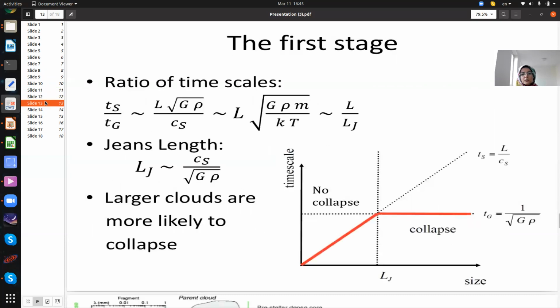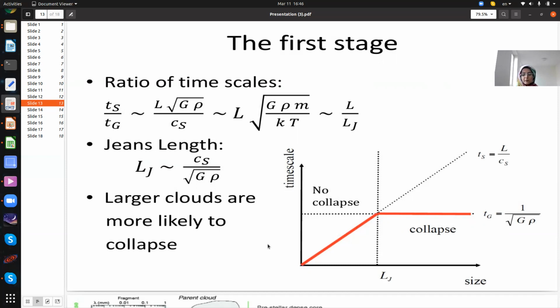And here you see the ratio of time scales and the Jeans length. Larger clouds are more likely to collapse. Here on the left-hand side we do not have collapse, which means pressure wins. We have pressure and gravity. Here, pressure wins, and here, gravity wins. And this is the equilibrium line. The best condition for star formation is that gravitation works against the pressure.